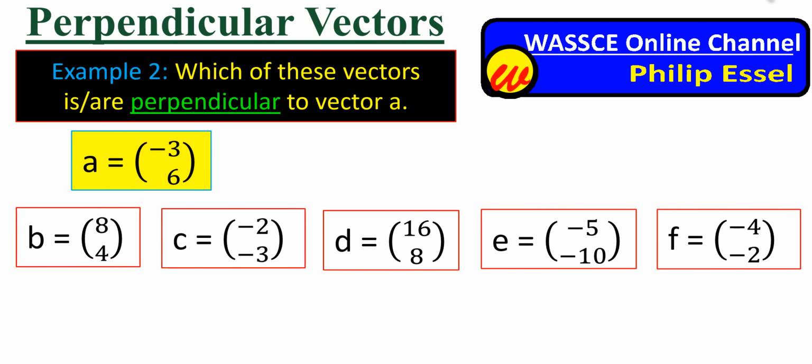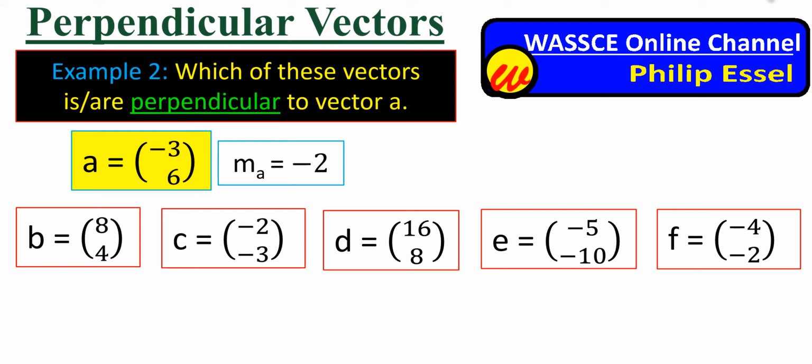Example 2. Which of these vectors is or are perpendicular to vector A? So as usual, we would calculate the slopes of all the vectors involved. The slope of the vector A would be 6 divided by negative 3. When you break this down, you would get negative 2.